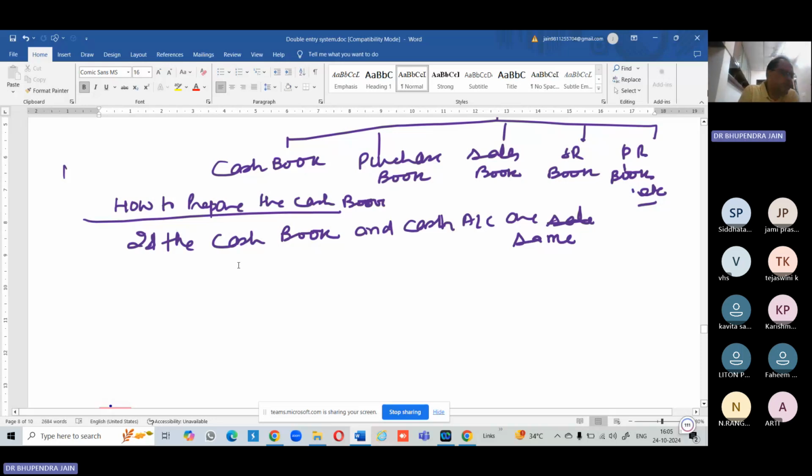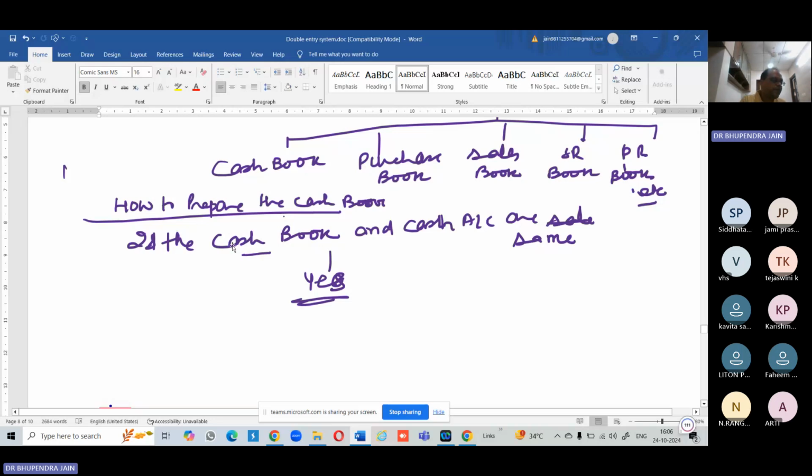My question is, this is an interview question. Are the cash book and cash account both the same? The answer is yes. Why yes? Cash account is a part of the cash book. Cash book is a part of the cash account. Cash book is also a ledger. Due to the huge transactions, we prepare a separate book. So this is called the cash book. But the cash book and cash account both are the same.